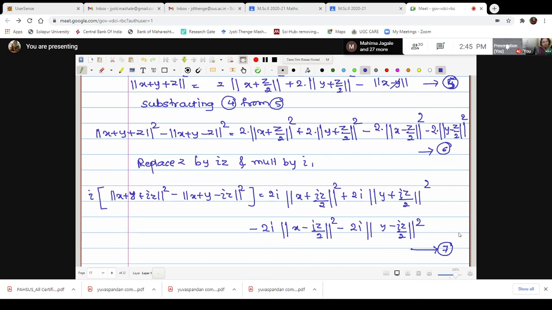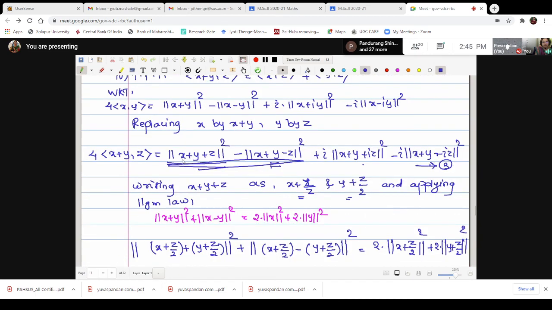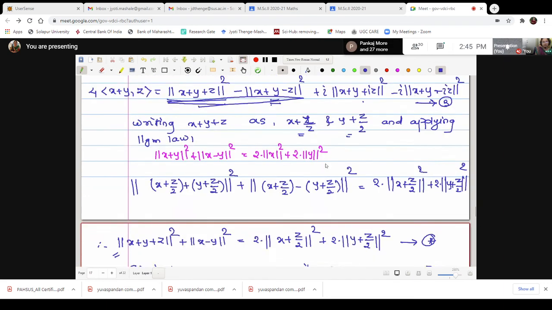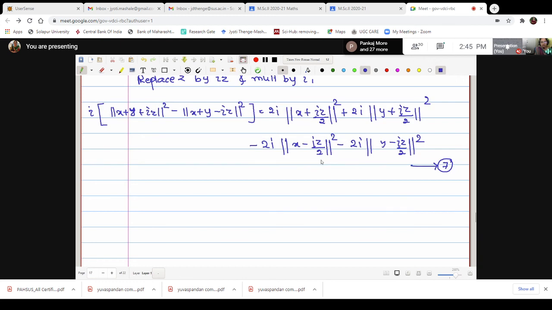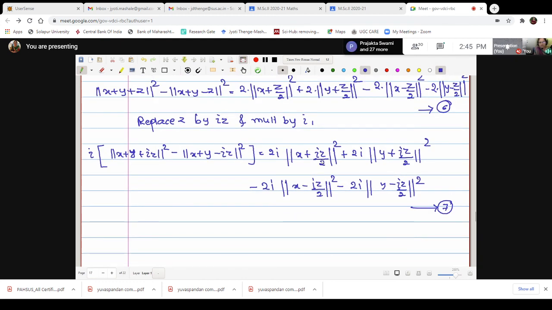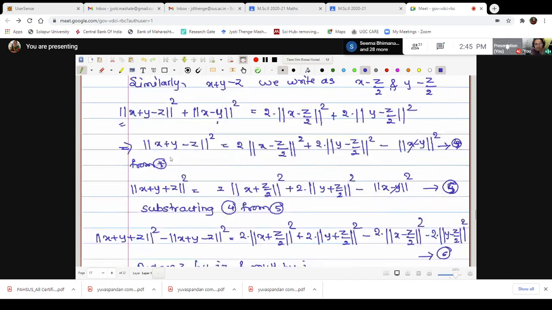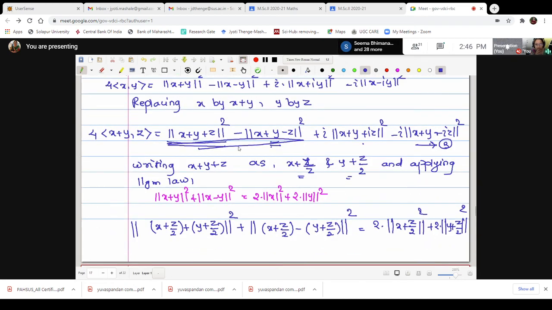Now what to do? We have found first half and second half of the equation number 3. Now we will just add this in order to generate our required inner product. Therefore what is my next step? Adding 6 and 7. What is the left hand side? Left hand side is nothing but 4 times inner product x plus y with z. This will be my left hand side.